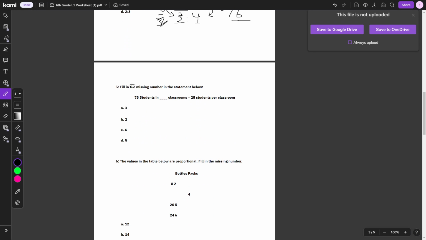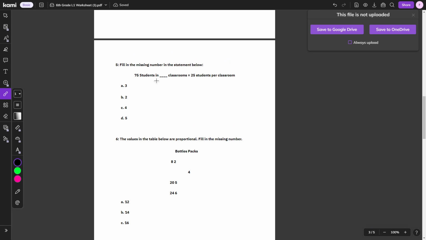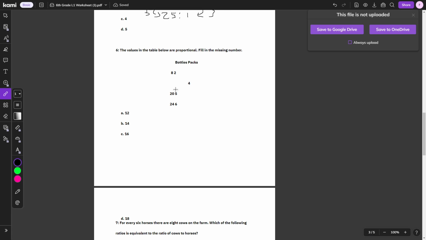5. Fill in the missing number in the statement below. 75 students in blank classrooms is 25 students per classroom. 75 to x is 25 to 1. 75 divided by what is 25? Divided by 3. So that means x divided by 3 is 1. 3 divided by 3 is 1. Answer is A.